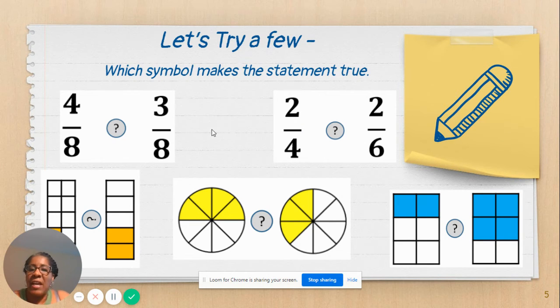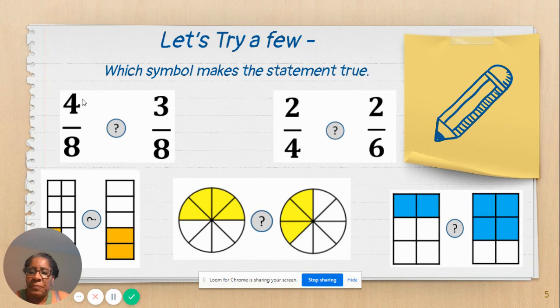Okay, so thank you for coming back. Hopefully you have been able to correctly place the symbol to make the statements true. Okay, if you missed a few, that's okay. You're just learning right now. So you review the information, and the more you practice, the better you become. Okay, Rome was not built in a day.